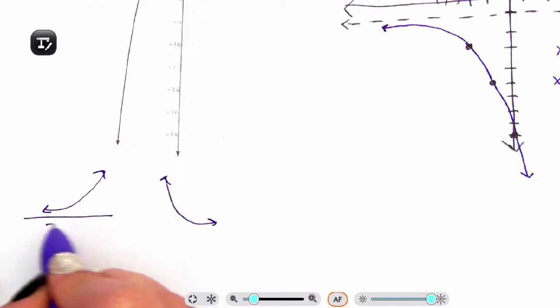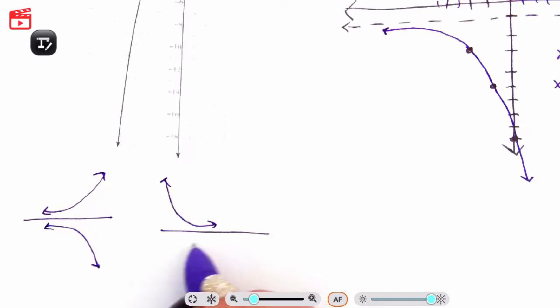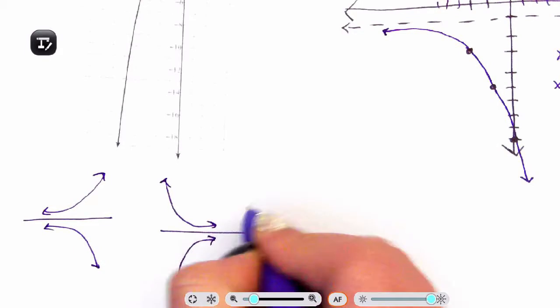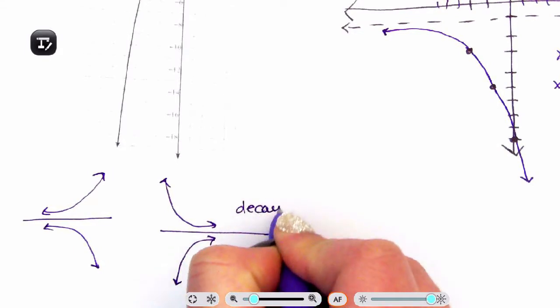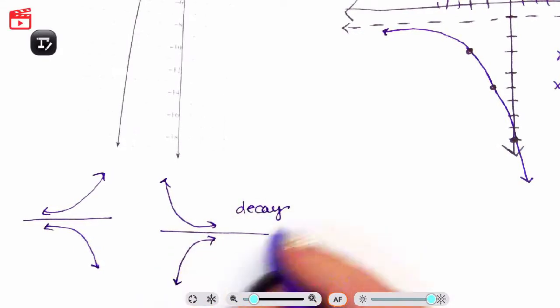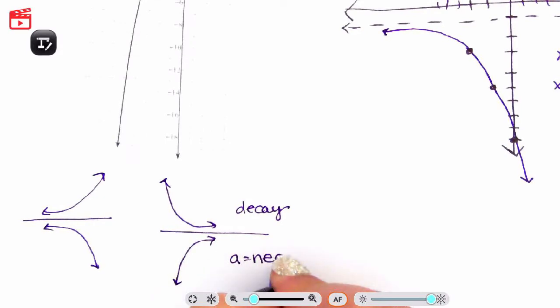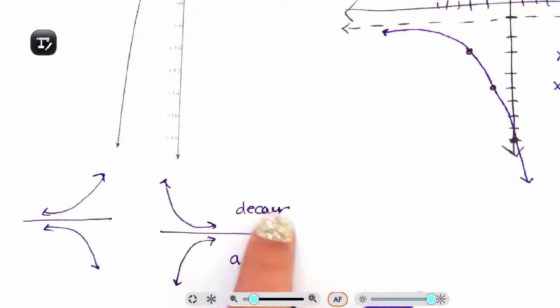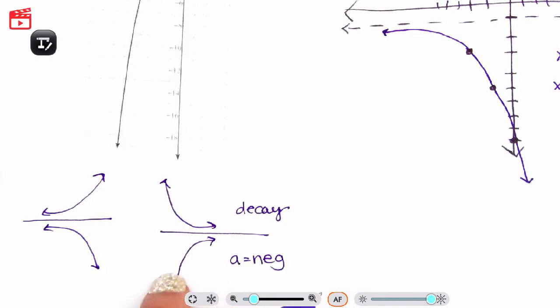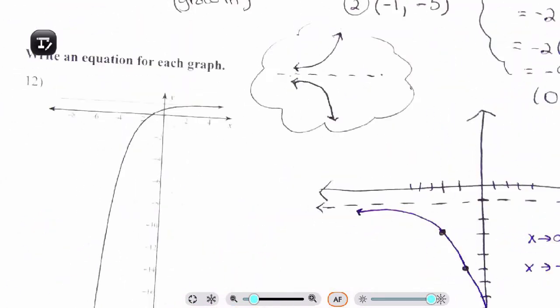And in this case, we have a decay function with a reflection across the x-axis. So that means we're going to have a fraction for our b value. However, our a value is going to be negative. So when we're here, we're going to have 2 reference points.